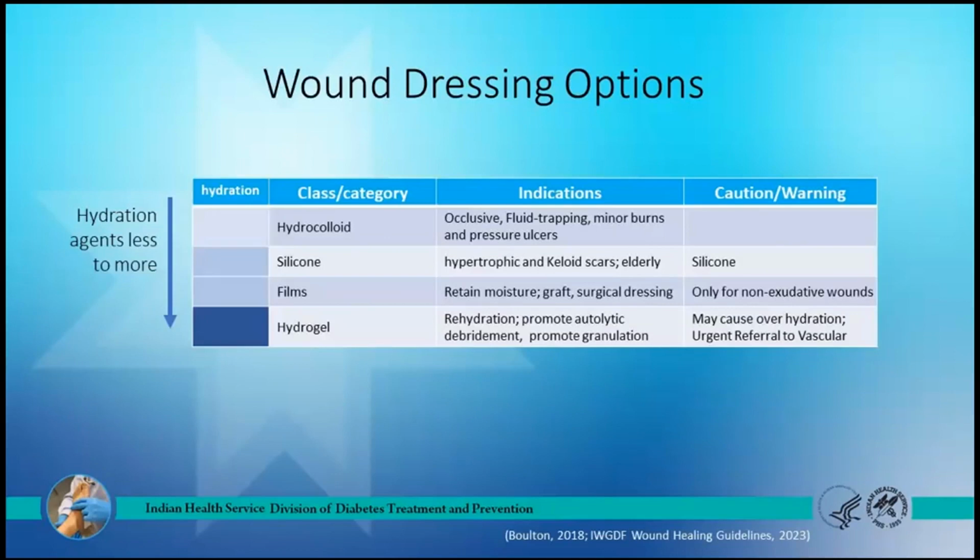We've listed these by hydration, from less to more, as directed by the color coding and the arrow. Hydrocolloids are occlusive and they trap fluid, and they're good for minor burns and pressure ulcers. Silicone-based products are good for hypertrophic or keloid scars and for the elderly. Films retain moisture. These are good for grafts and surgical dressings. Hydrogels literally rehydrate and promote autolytic debridement and promote granulation.